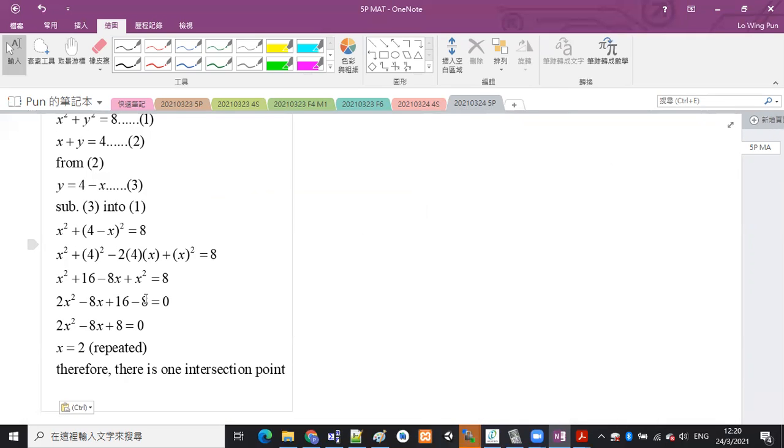Did you get your equation 3 correct? And then you substitute your equation 3 into equation 1. And did you expand the bracket correctly? It is a minus b bracket square with the a equals 4 and the b equals x. So it is 4 squared minus 2,4x plus x squared.